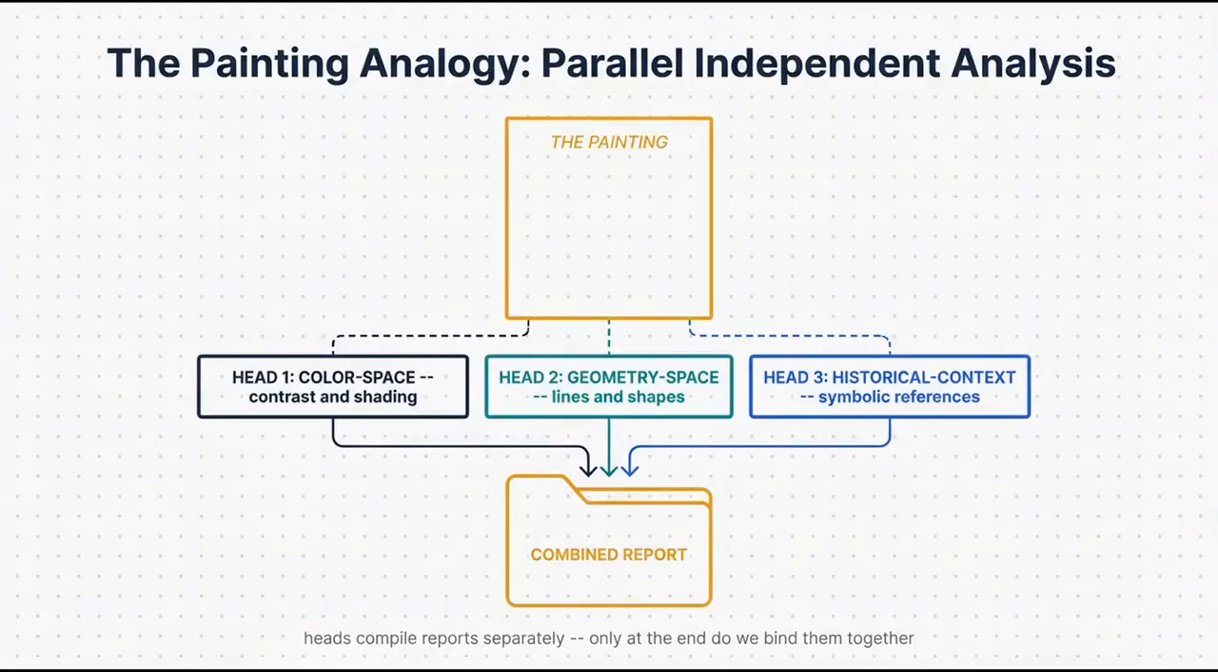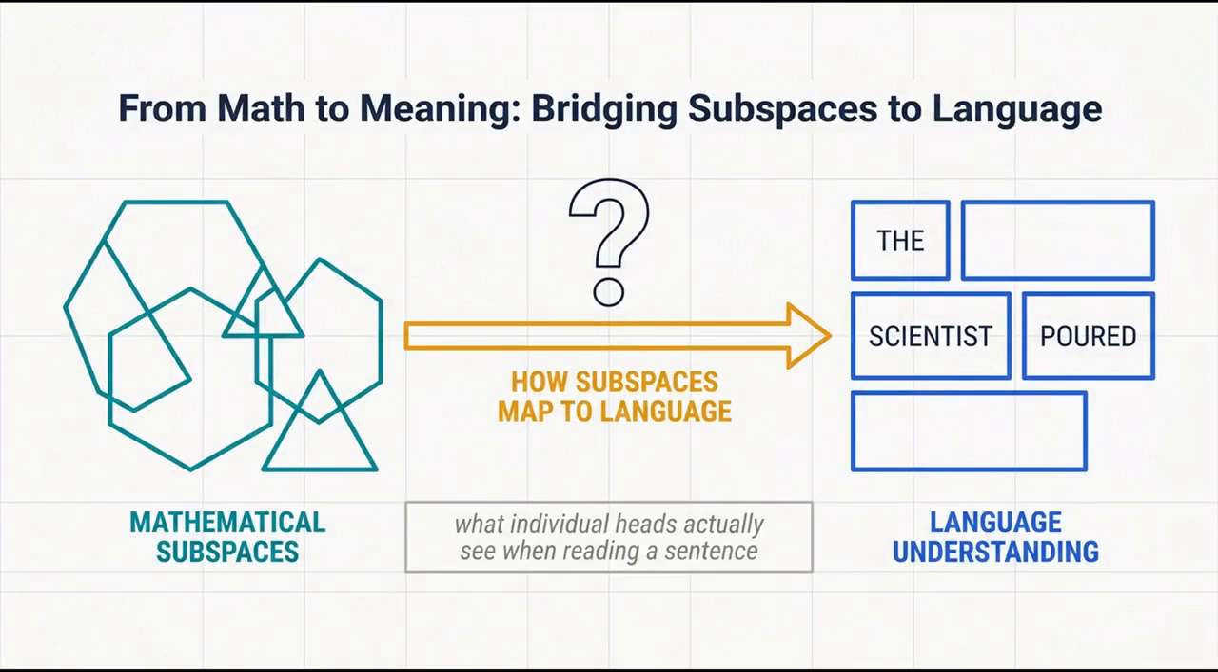Imagine you are analyzing a classic painting. Head 1 might project the image into a color space, focusing entirely on contrast and shading. Head 2 might project the image into a geometry space, focusing on lines and shapes. Head 3 might project it into a historical context space, looking for symbolic references. None of these heads are forced to negotiate with the others during the analysis. They compile their reports separately, and only at the very end do we bind their reports together into a single comprehensive folder. But how do these mathematical subspaces translate into actual language understanding?